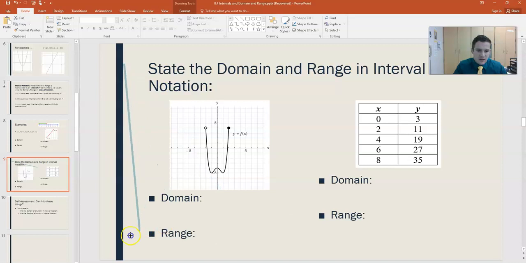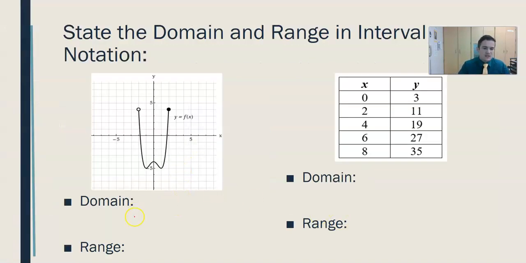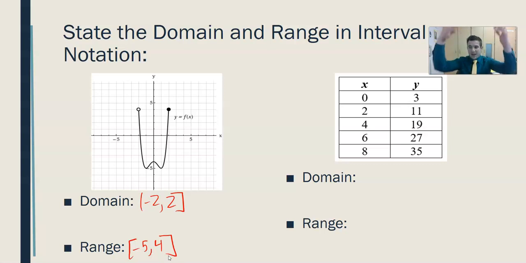So let me drag this out of the way here. So my domain, what would we say the domain was going to be? -2 to +2 with a closed bracket here. And the range is going to be from -5 to 4 with closed brackets on both ends because I'm touching the -5 and I'm touching the 4.